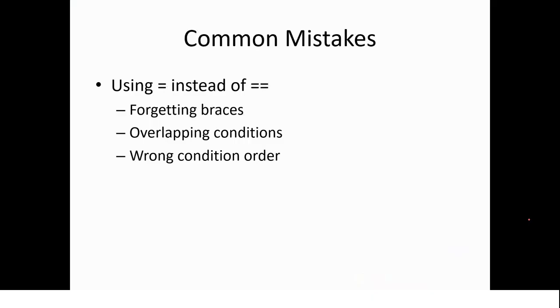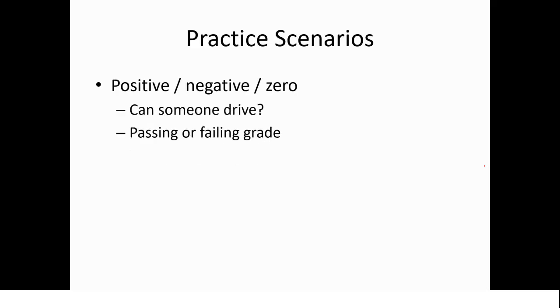So some common mistakes that we see. The biggest mistake that I always see and sometimes make myself is using just one equal sign when I'm checking for equal in my code. Make sure if you're checking true or false, you're using 2. Forgetting the curly braces and using a semicolon instead is a really big mistake. Sometimes we see overlapping and sometimes wrong condition orders, but those aren't as common as forgetting the braces and using one equal sign instead of 2.